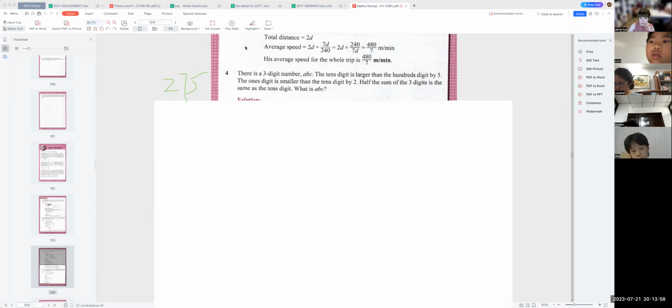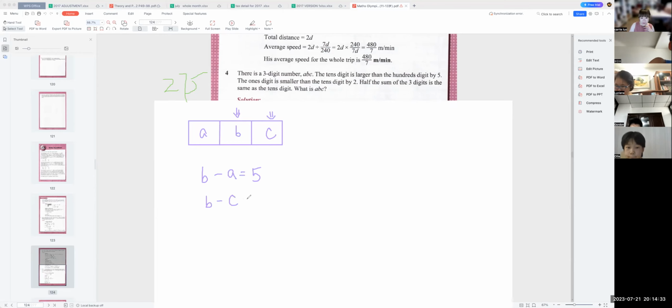Okay, so let's take a look at this one, okay? This one's not bad, right? So we have a 3-digit number, A, B, and C. Okay, so 10-digit, obviously we're talking about B, is larger than 100-digit by 5. So B minus A equals 5, correct? The 1-digit we're talking about C is smaller than the 10-digit by 2. So B minus C equals 2.